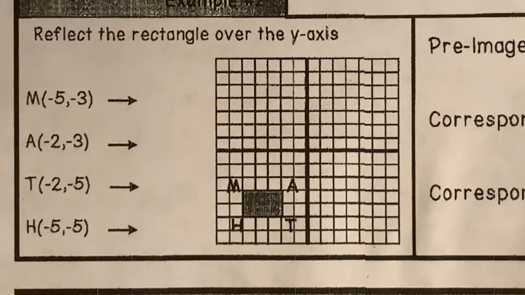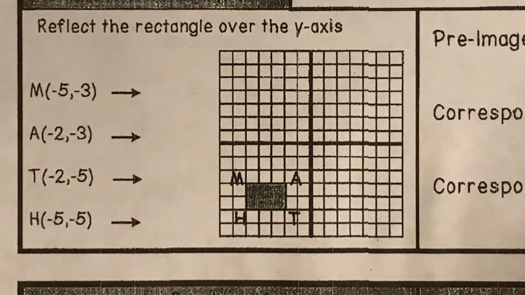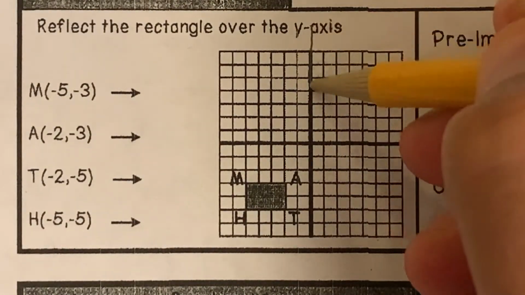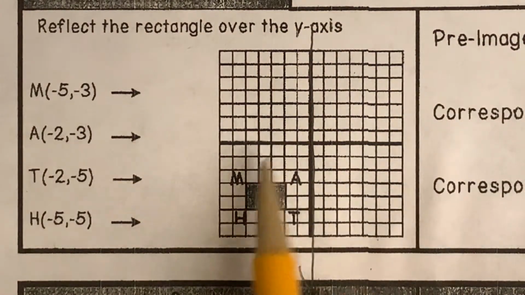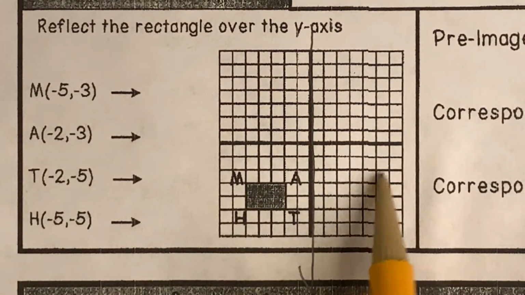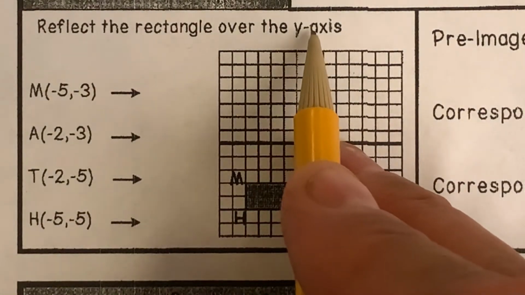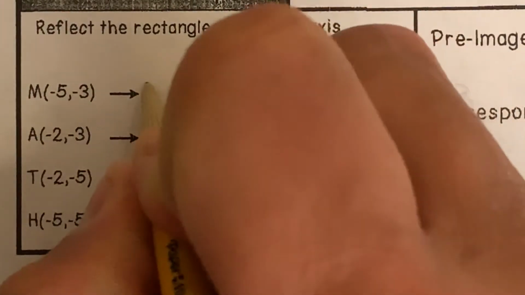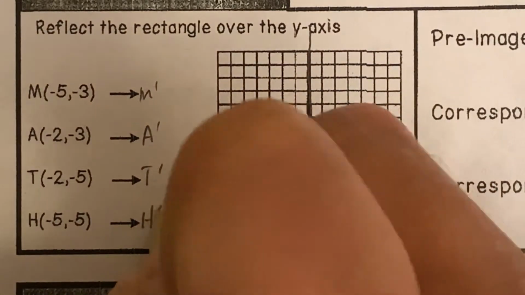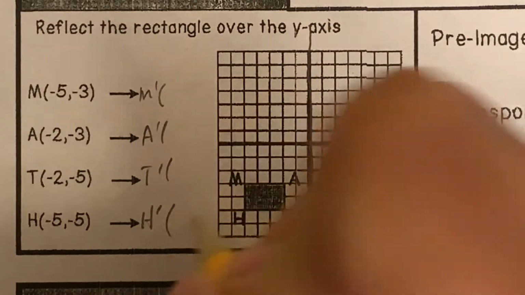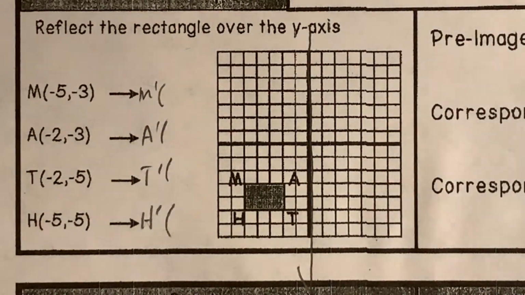Let's go over this one over here. This time we got a rectangle. It's going to go across the y-axis, so it's going to be flipped over here. As a reminder, it means we're going to multiply the x by -1. So I'm going to go M prime, A prime, T prime, H prime. These are hard to fit in. It's kind of tight here, and I apologize for the small space. The ones on the bottom have a lot more room.